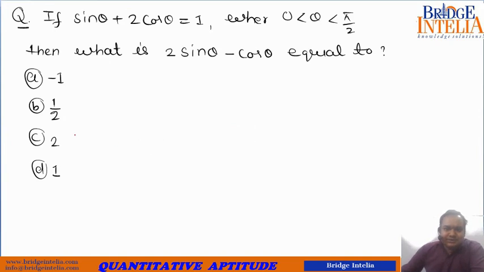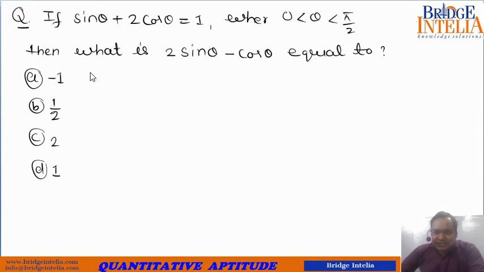So if sine theta plus 2 cos theta is equal to 1, where theta is given to us in the range of 0 and 90 degree, then we have to find what is 2 sin theta minus cos theta equal to. So let us see how to solve this.